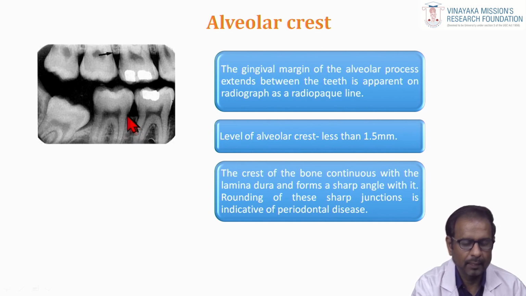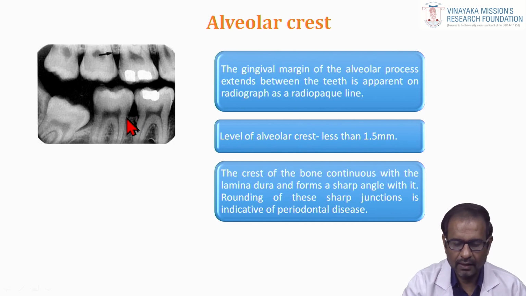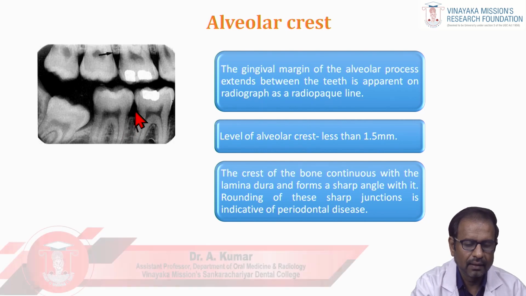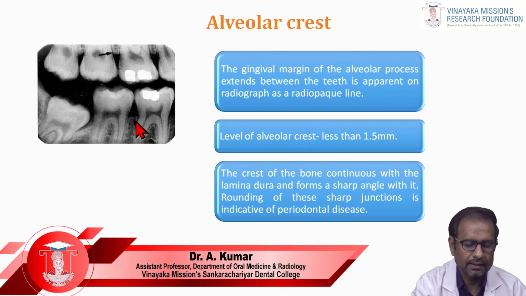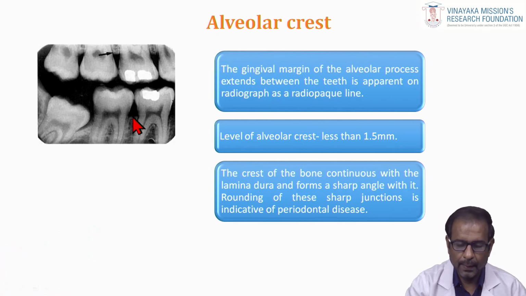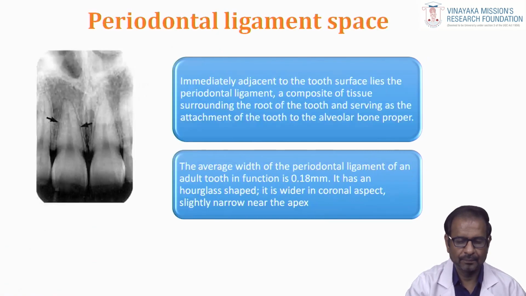The upper part of the alveolar bone is called the alveolar crust. The crust of the alveolar bone continues with the lamina dura and forms a sharp angle with it. Rounding of the sharp junctions is indicative of periodontal disease. If it is sharp, the teeth are sound. If it is blunt, it indicates loss of bone. If the alveolar crust is lost, it is indicative of periodontal disease.